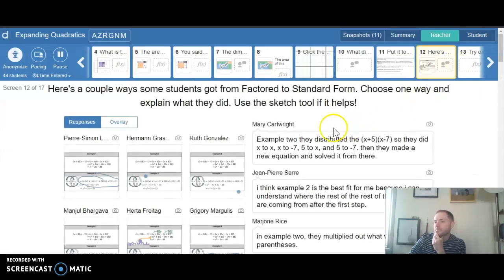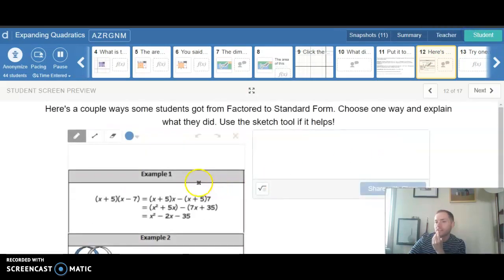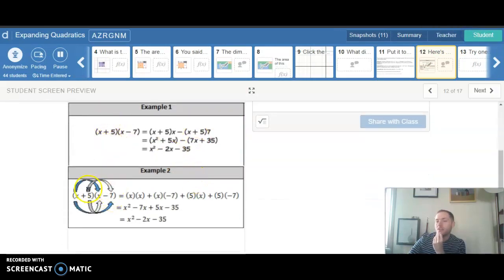So going back to that, if I were trying to do this one, I would go x times x, which they showed right here, and x times x we already said is x squared. Then you do x times negative 7, which is negative 7x. And then we're out of things to take that first x to, so then we move on to the 5. 5 times x is 5x, and 5 times negative 7 is negative 35.